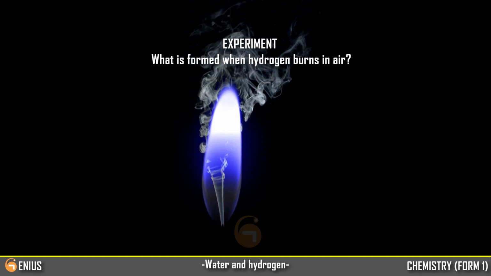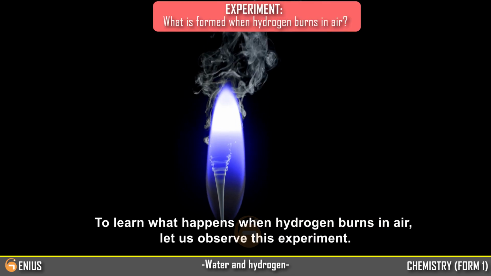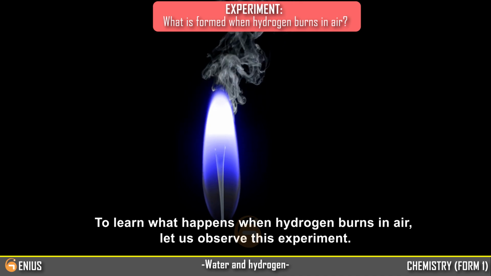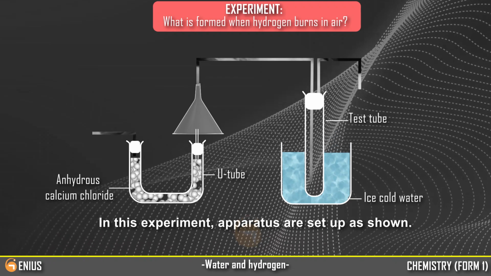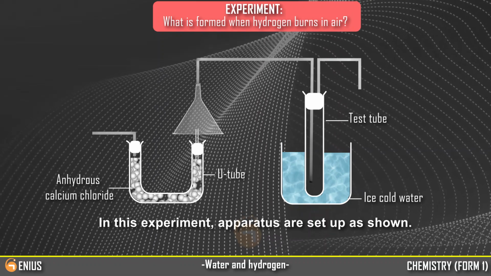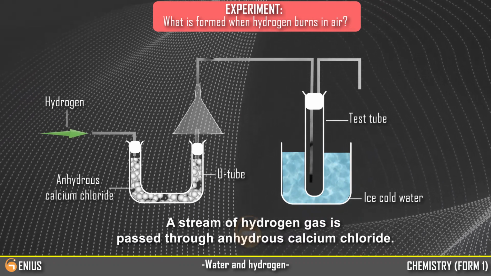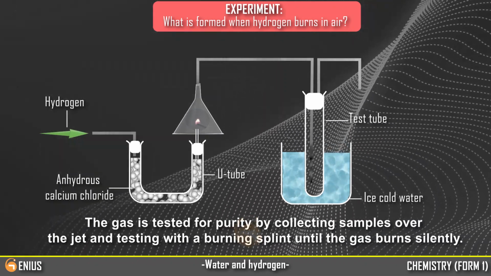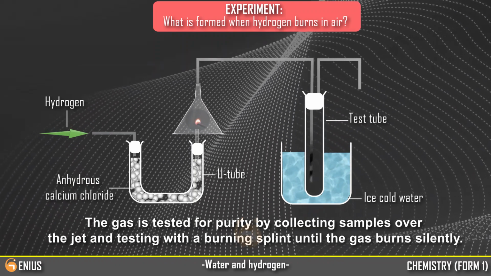Experiment. What is formed when hydrogen burns in air? To learn what happens when hydrogen burns in air, let us observe this experiment. In this experiment, apparatus are set up as shown. A stream of hydrogen gas is passed through anhydrous calcium chloride. The gas is tested for purity by collecting samples over the jet and testing with a burning splint until the gas burns silently.